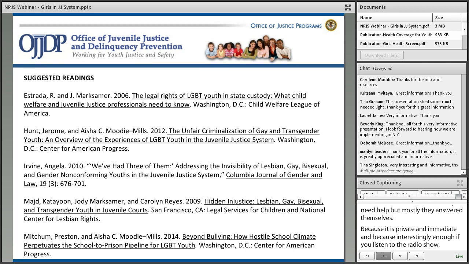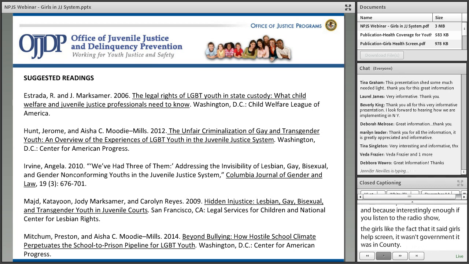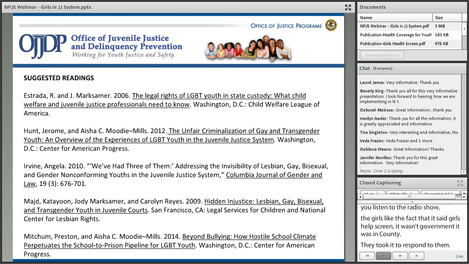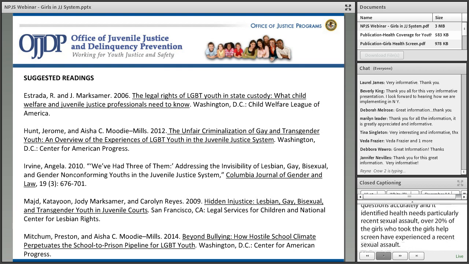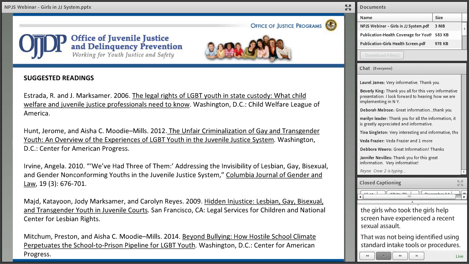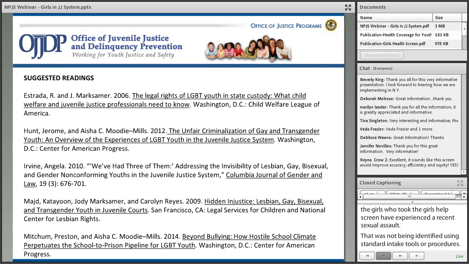So the answer is that the validation research bore out that they answered the questions accurately and that it identified health needs, particularly recent sexual assault. Over 20% of the girls who take the girls' health screen have experienced a recent sexual assault. And that was not being identified using standard intake tools or procedures. So we thought that was very important. Is that a complete answer? Sounded pretty comprehensive to me.